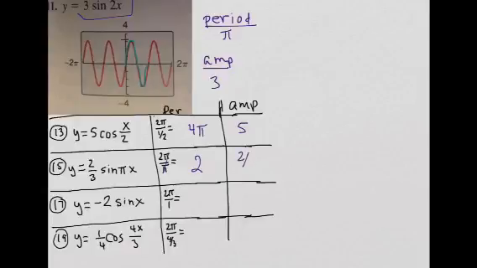And the amplitude is 2/3. 2 pi over 1 is just 2 pi. The amplitude is 2. So even though there's a negative, the negative just indicates the reflection over the x-axis, but the amplitude itself is 2. 2 pi divided by 4/3 is the same thing as 2 pi times 3/4. So if you put 2 pi times 3/4, the 4 reduces with the 2, and you end up with 3 pi over 2 as the period. And the amplitude is 1/4.